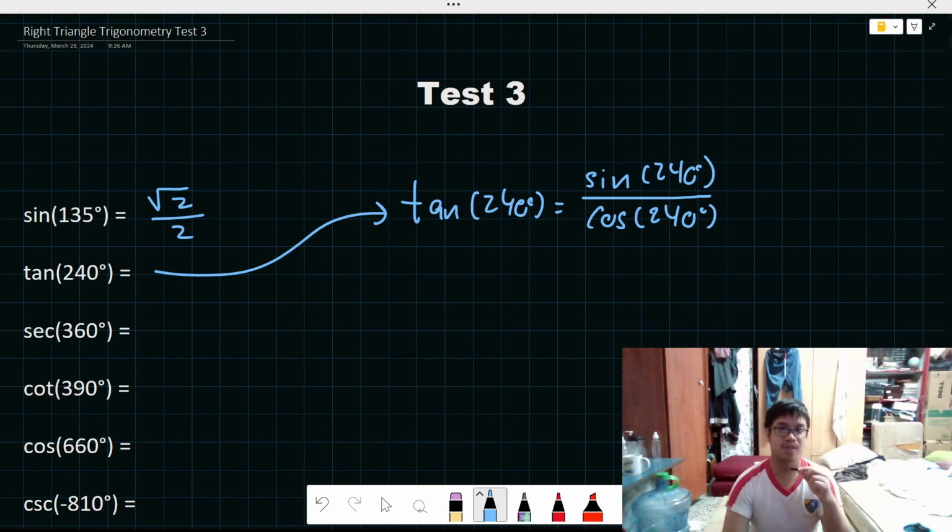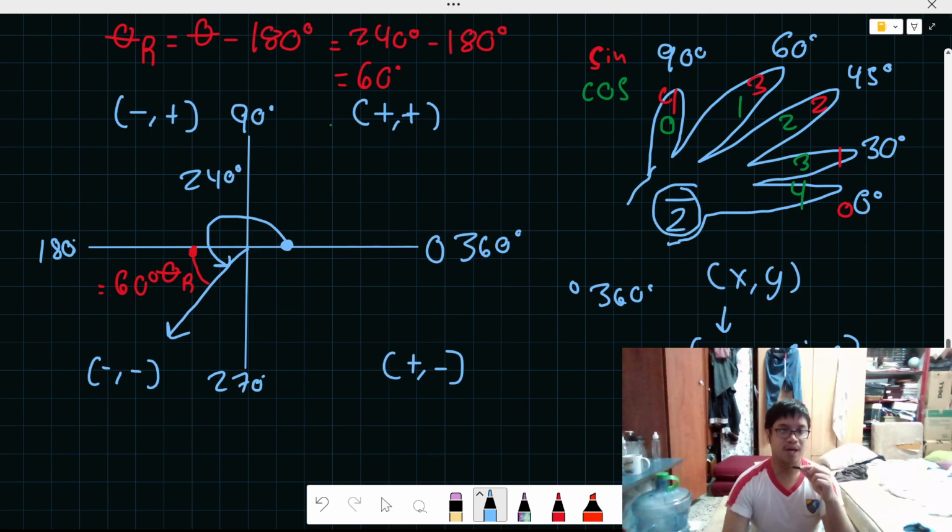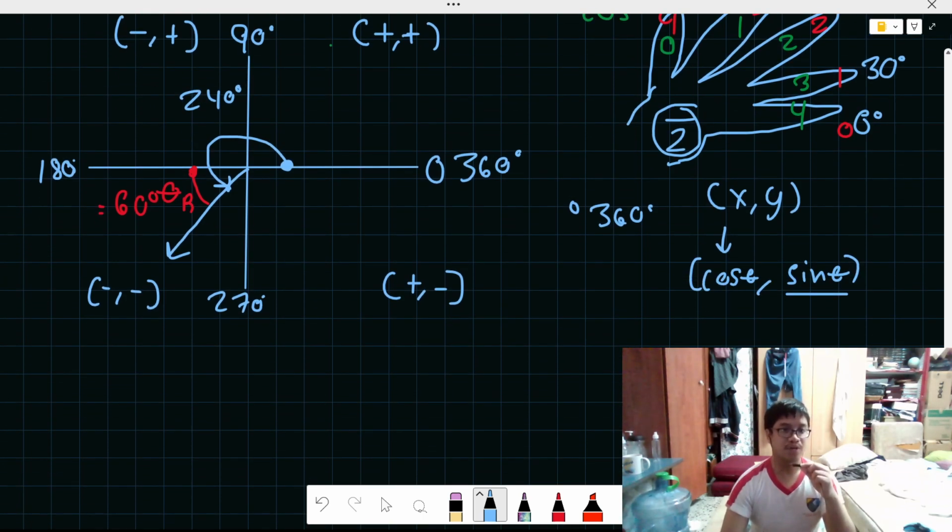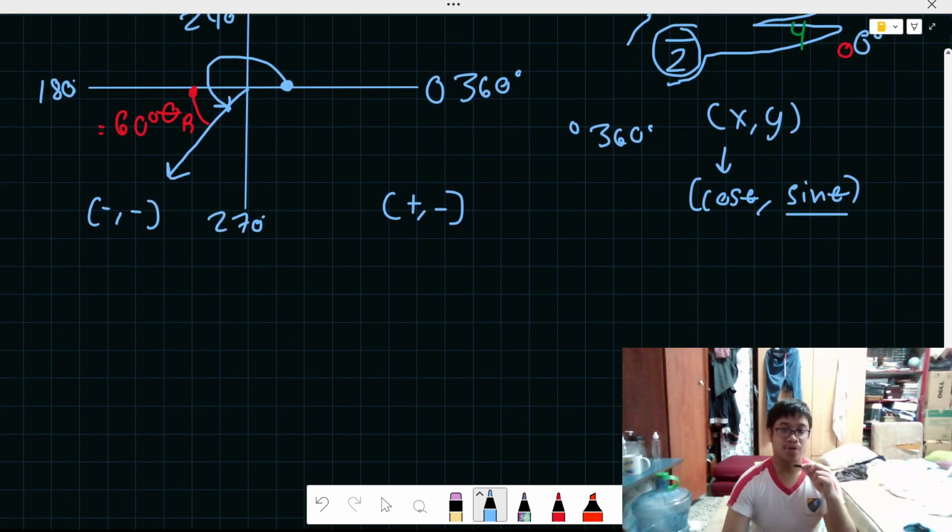Let's start first with sine. We have 240 here, and the reference angle for 240 is 60 degrees, right? Now, is sine positive or negative? According to this, remember that your y is your sine, your x is your cosine. If you're going to take a look, both of them are negative.